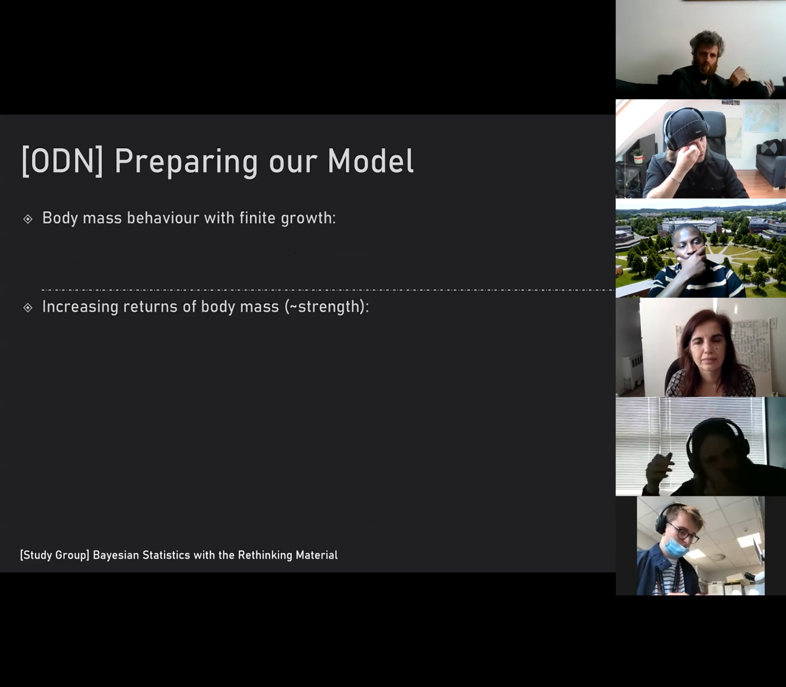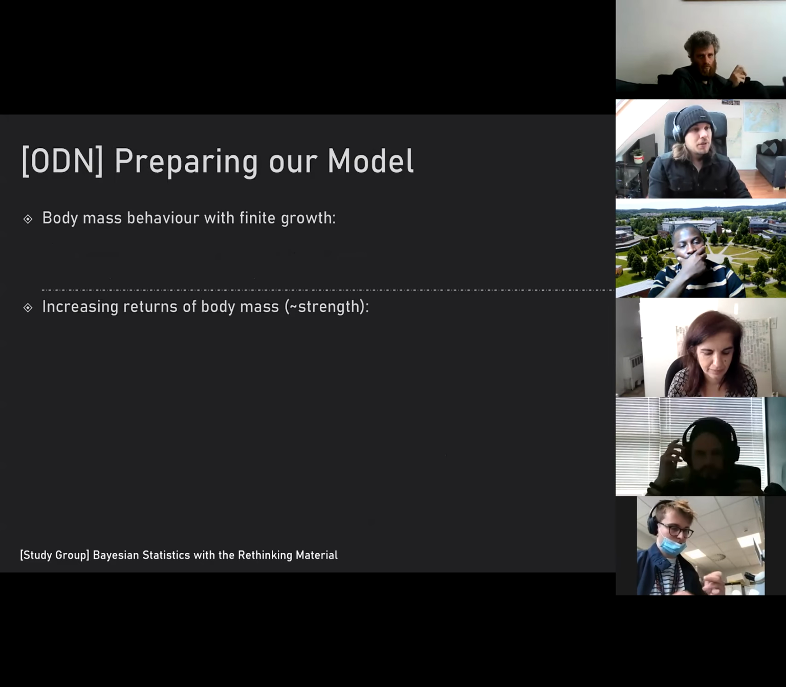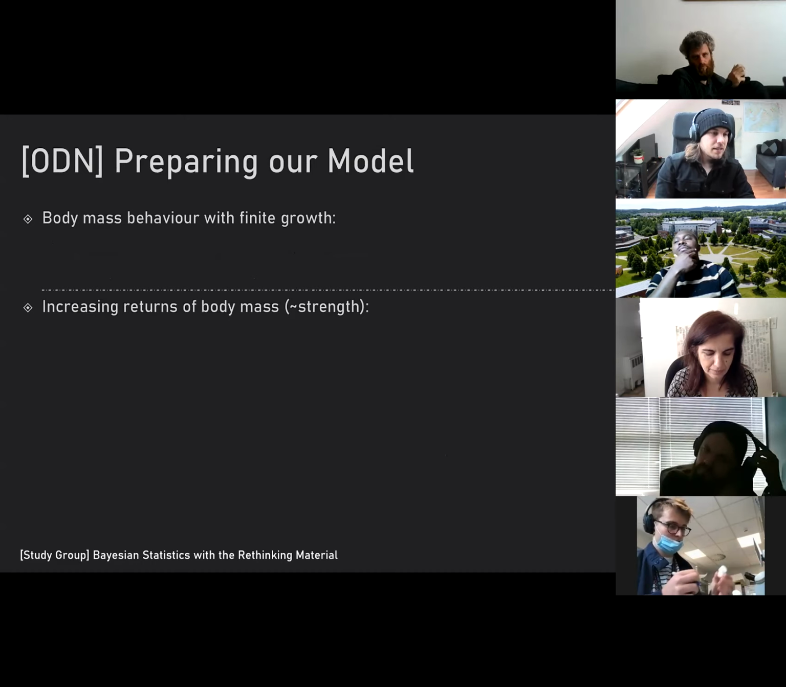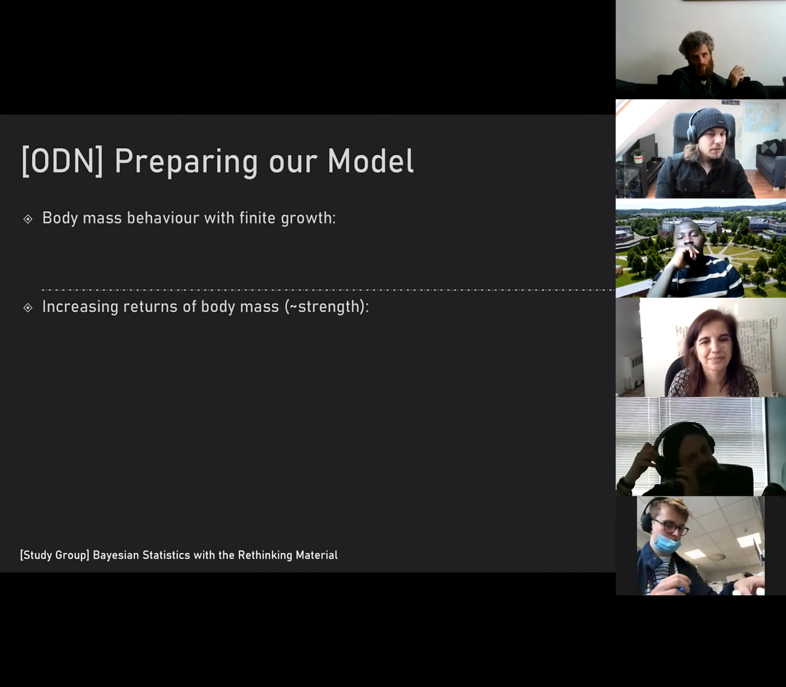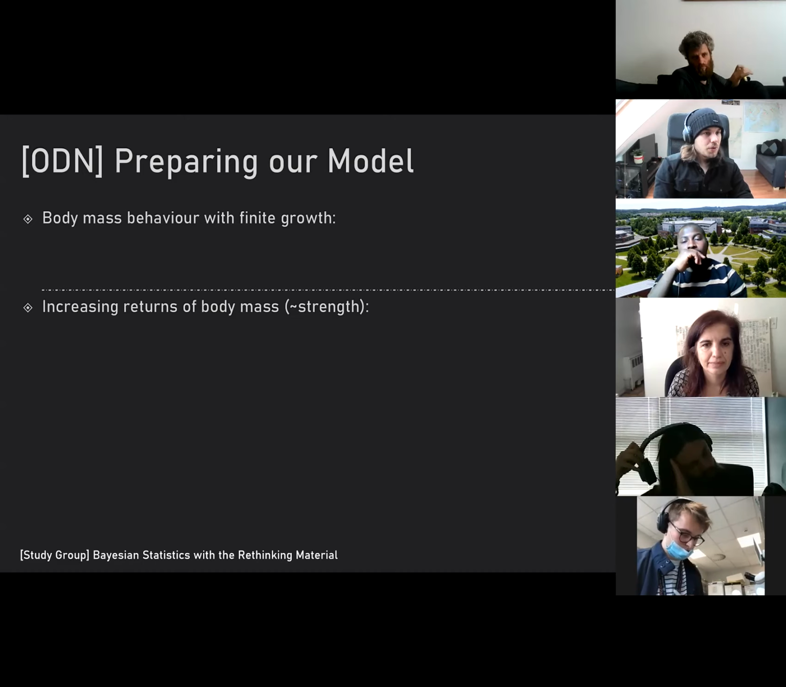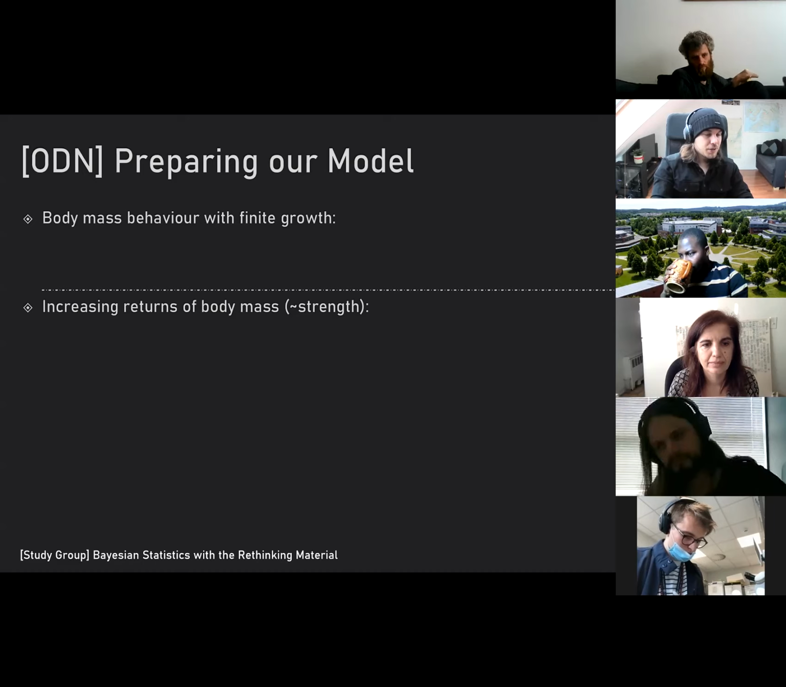So in order to prepare our model, we need to come to terms with the fact that primates, much like everything else, do not grow infinitely big, which, thank God, I don't want to meet a macaque the size of a gorilla.